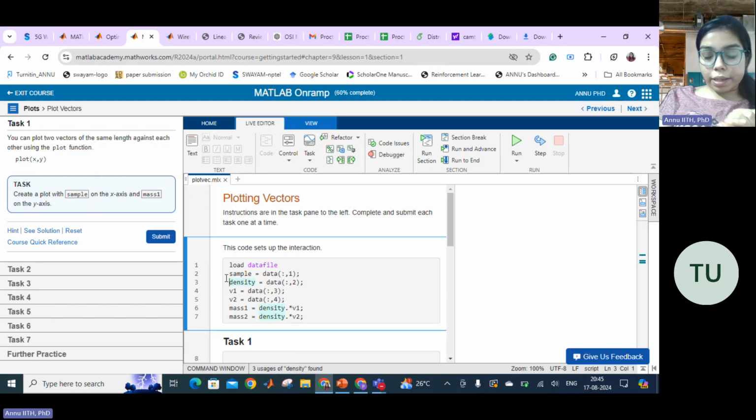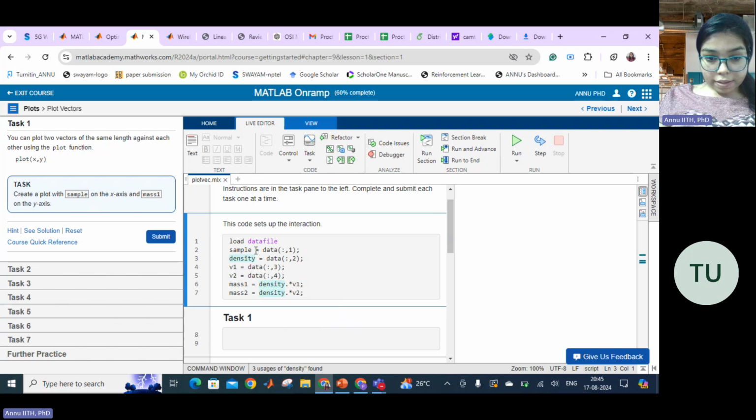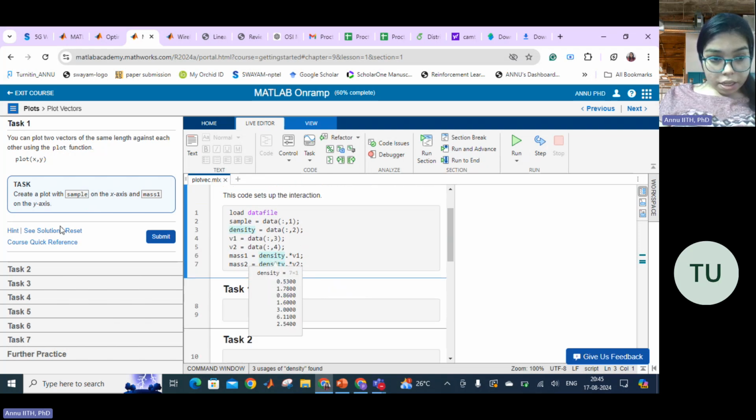Now, how can we plot? Plotting is very important while learning MATLAB. You can plot two vectors of the same length against each other using the plot function. Suppose you have the data file. The code and data are given. Create a plot with samples on the x-axis and mass on the y-axis.